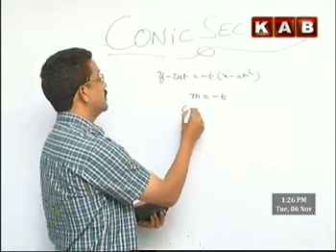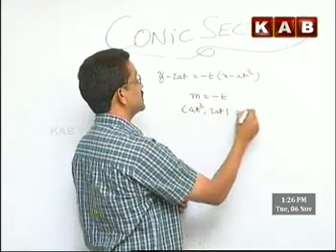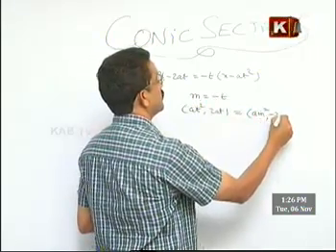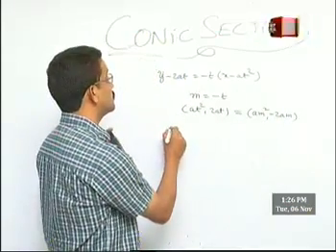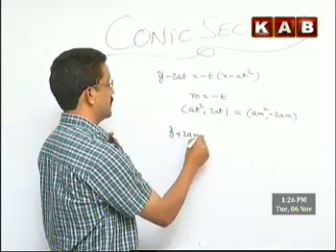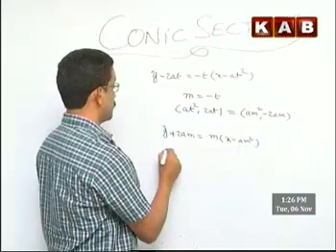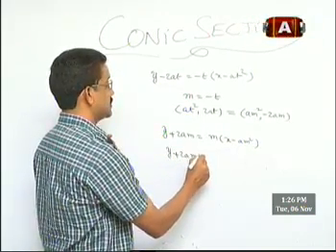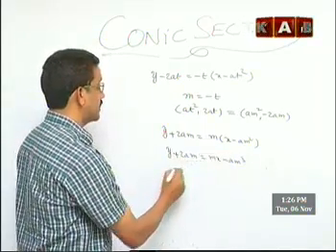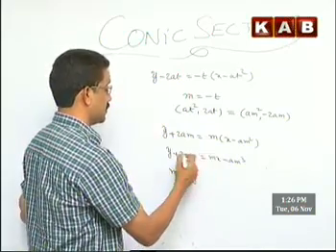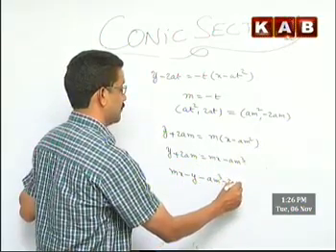If m is minus t, then my at square, 2at becomes, in the place of t I am putting minus m, am square, minus 2am. So the above normal becomes y minus y1 is equal to m into x minus x1. So y plus 2am is equal to mx minus am cube. This can be written as mx minus y.